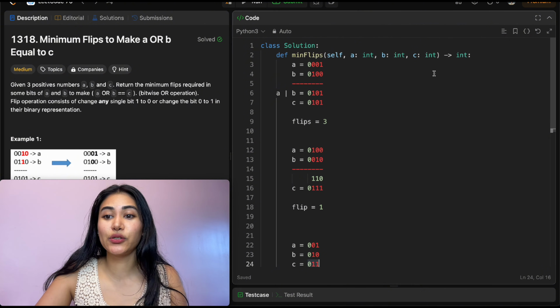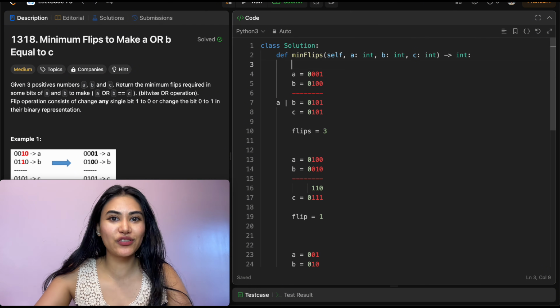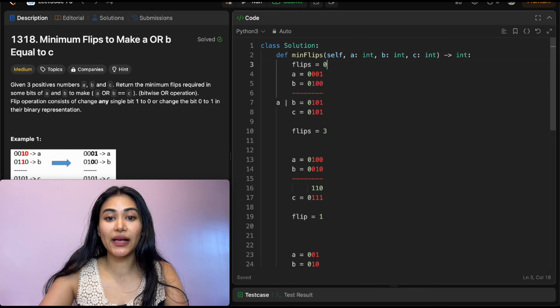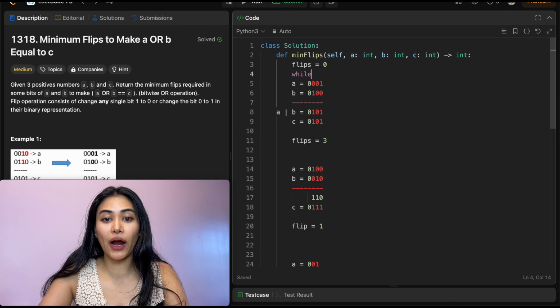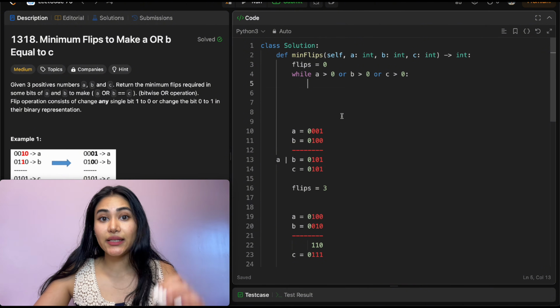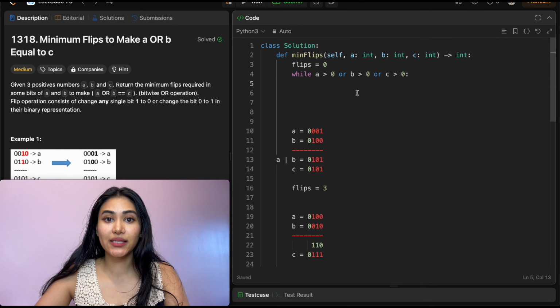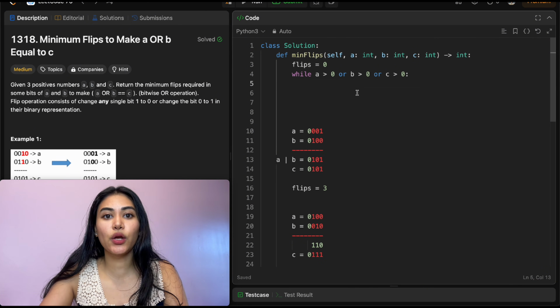So how are we going to solve this? This is going to be exactly what we've just done right now. We're going to have flips initialized to 0, and we want to go through all the bits of A, B, and C while they're all greater than 0. So while A greater than 0, or B greater than 0, or C greater than 0, we want to get the least significant bit for A, B, and C. And the way to do that is just to AND it with 1.